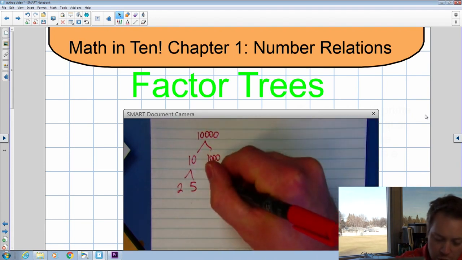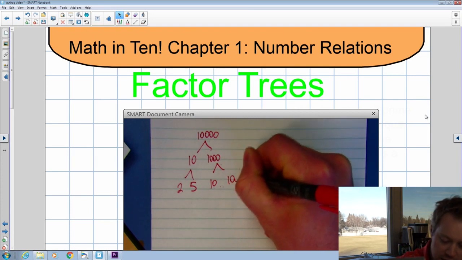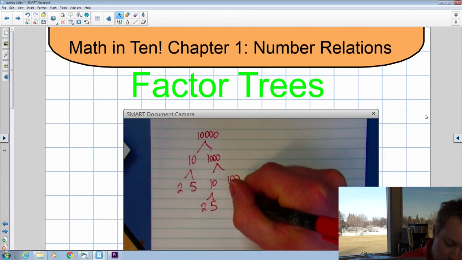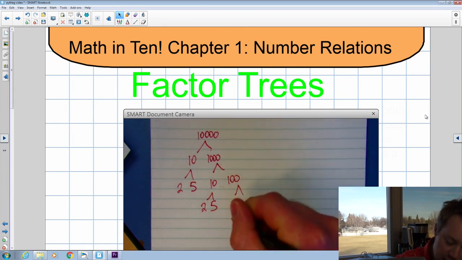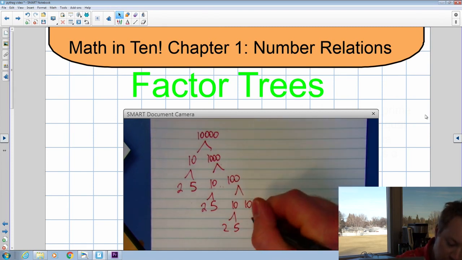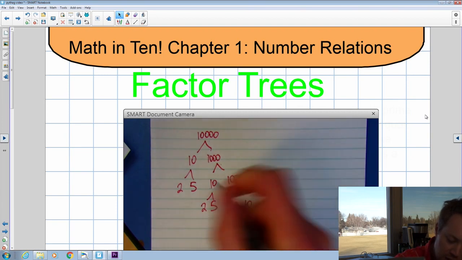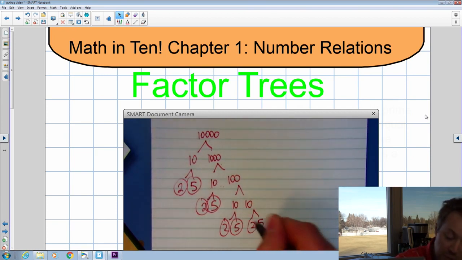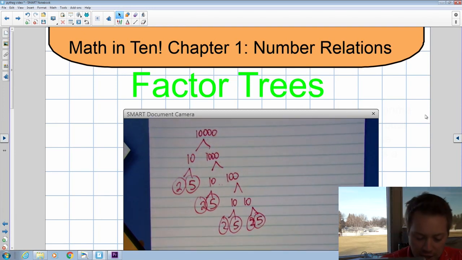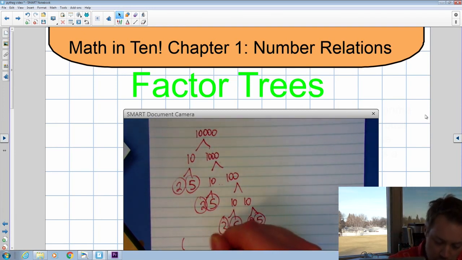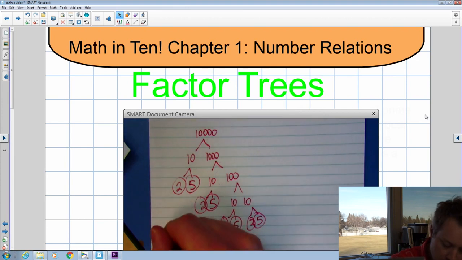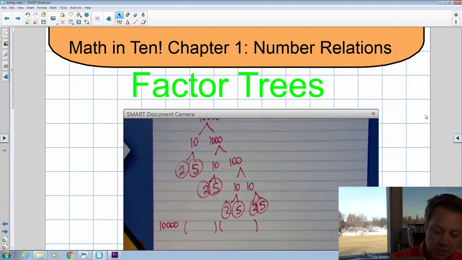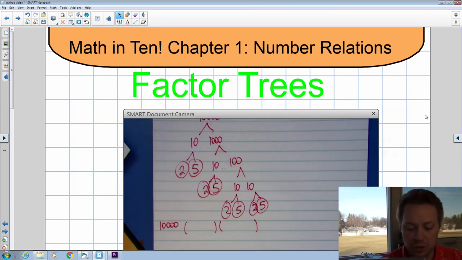1,000 breaks down into 10 and 100. 10 breaks down into 2 and 5. 100 breaks down into 10 and 10. 2 and 5, 2 and 5. So I'm going to circle all of my prime factors, and what I've got here is the opportunity to put these into two equal groups. So let's try and do that.